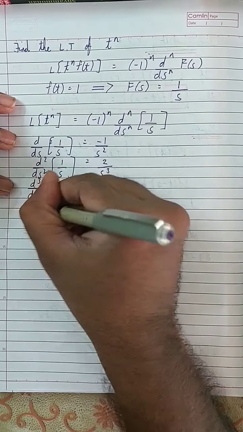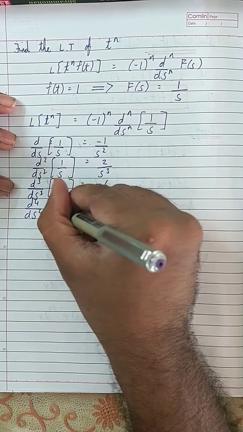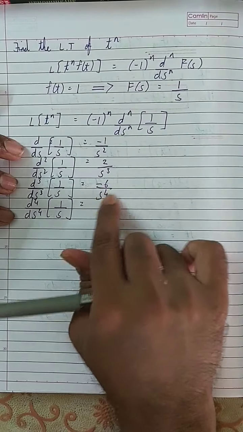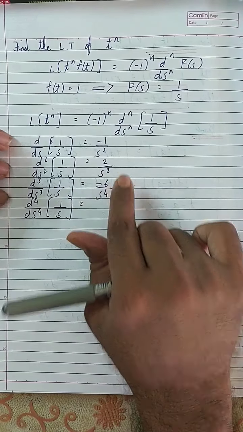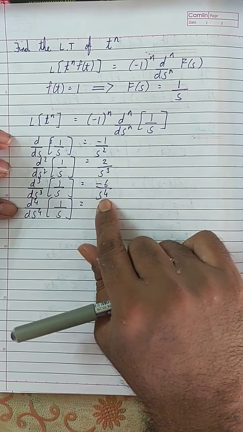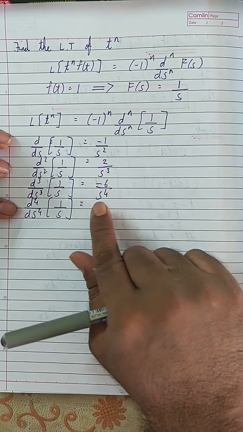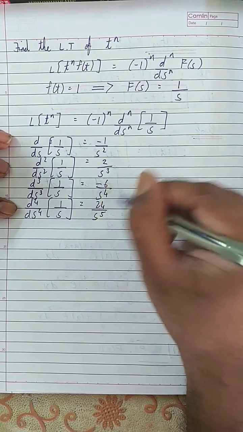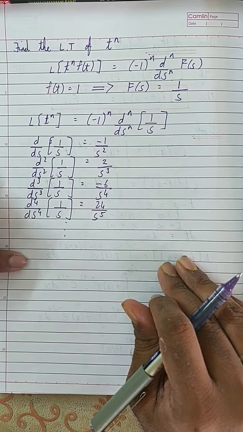If I derive it in the order of 4, d raised to 4 by ds raised to 4 of 1 by s, what do I get from here? Again I just need to derive this one more time, because this I derived 1 time, this 2 times, this 3 times. Now if I want to derive it 4 times, I just derive this one more time. I'll get minus 6 into minus 4 by s raised to 5. Minus 6 into minus 4 is 24, so you will get 24 by s raised to 5. And it goes on. No matter how many times you derive, you'll get this kind of an equation.